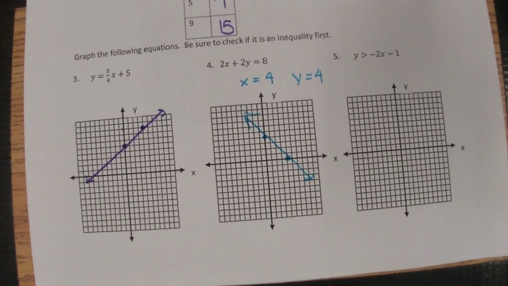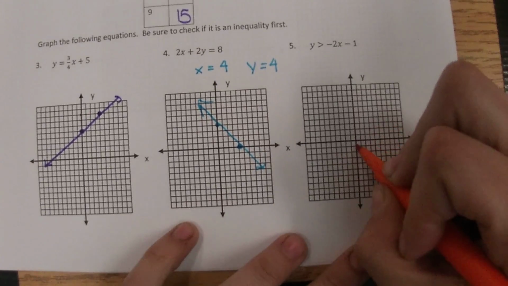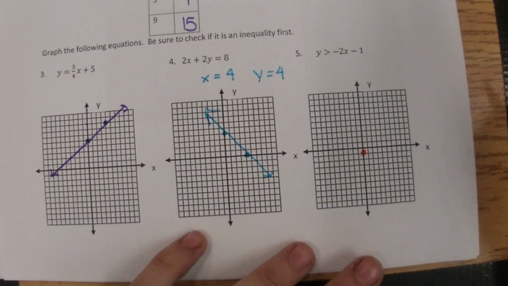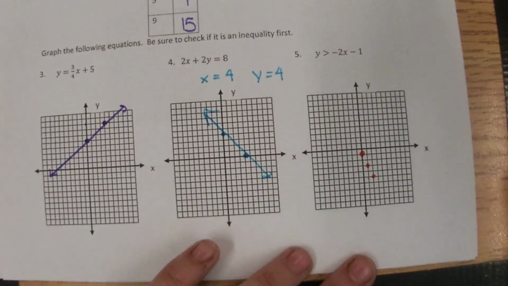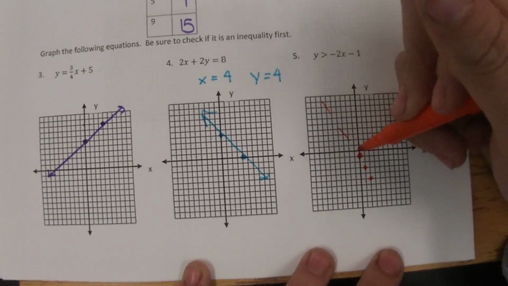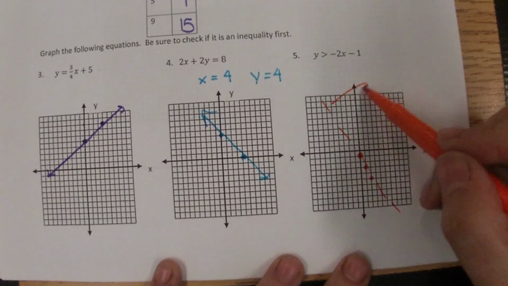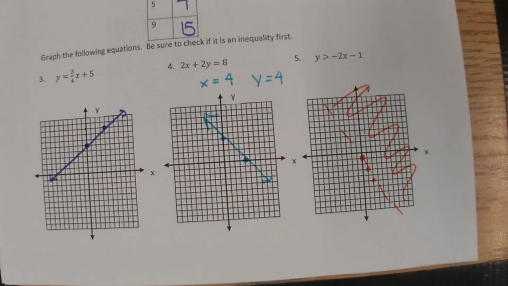5 is an inequality, so I'm going to start at -1. I'm going to go down 2, right 1, because my slope's negative, so make sure your line's going downhill. This should be a dashed line, and it should be shaded above.